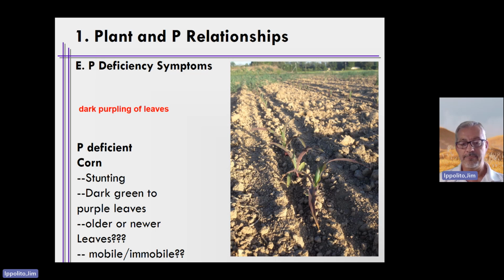Nitrogen deficiency, also a macronutrient, manifests itself in older leaves. Nitrogen is mobile in plants and is translocated from older to newer leaves. Same thing with phosphorus, except you don't see this classic V-shape deficiency or necrosis like you would in older leaves in corn. You see purpling of leaves. So let me share with you some other pictures.